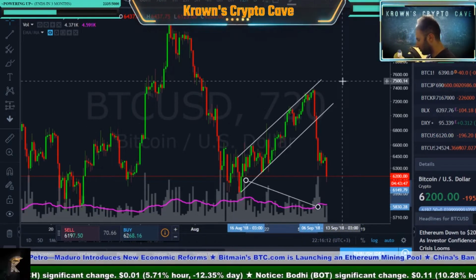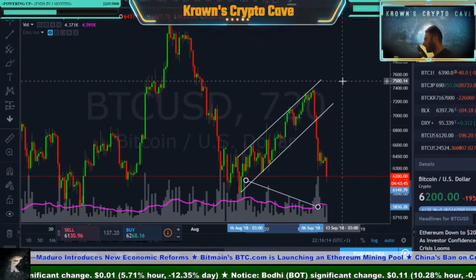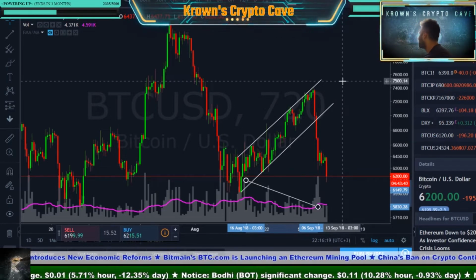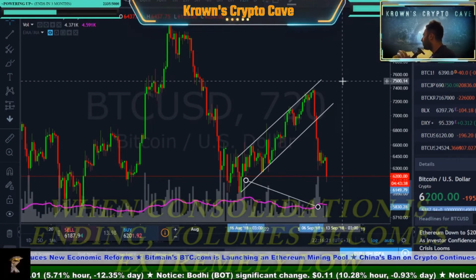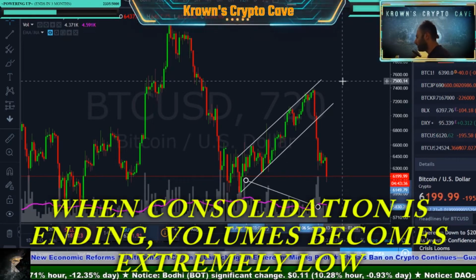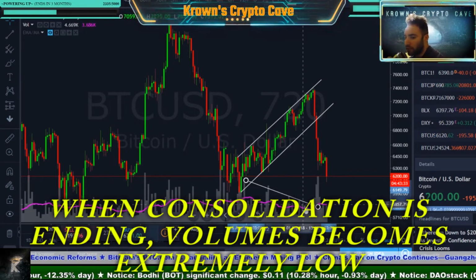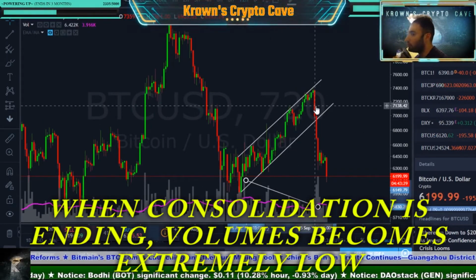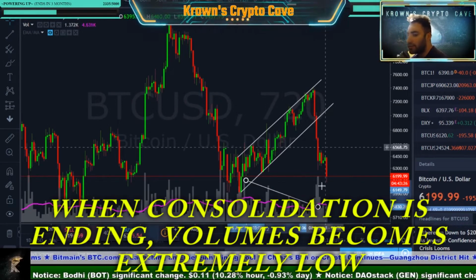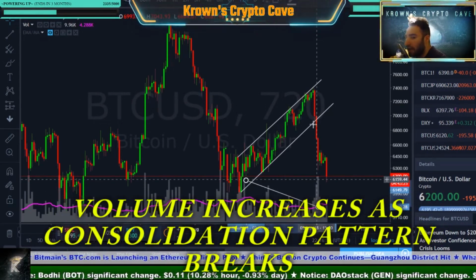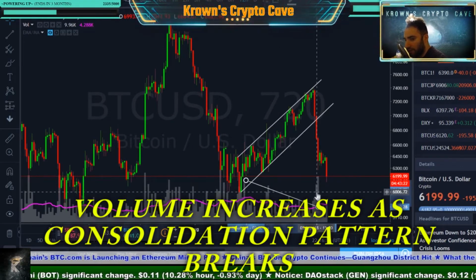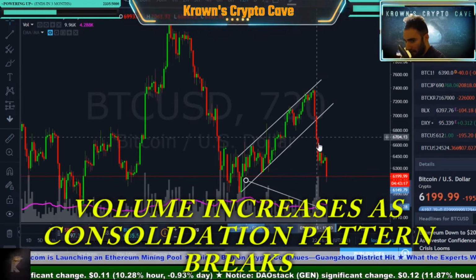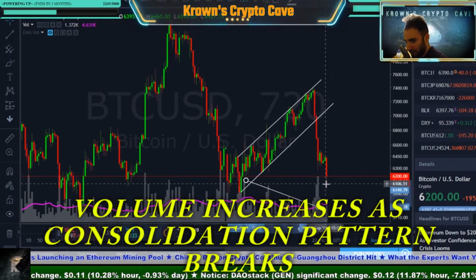So why is this important to understand? Well, it's important to understand because, one, you can certainly trade a channel like this, but two, you also know that when the consolidation is nearing an end, the volume becomes extremely low on these pops over here. And when this trend actually breaks, this consolidation actually breaks and gets resolved, it's denoted by an increase of volume as the pattern breaks. As you can see over here, this is a very obvious scenario where the volume just absolutely explodes as this rising channel breaks onto the downside.